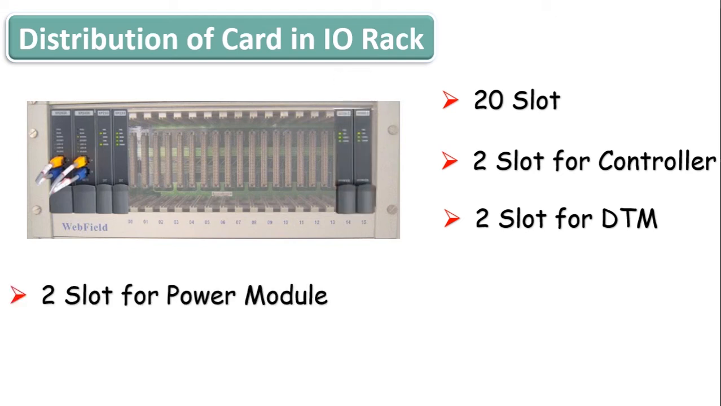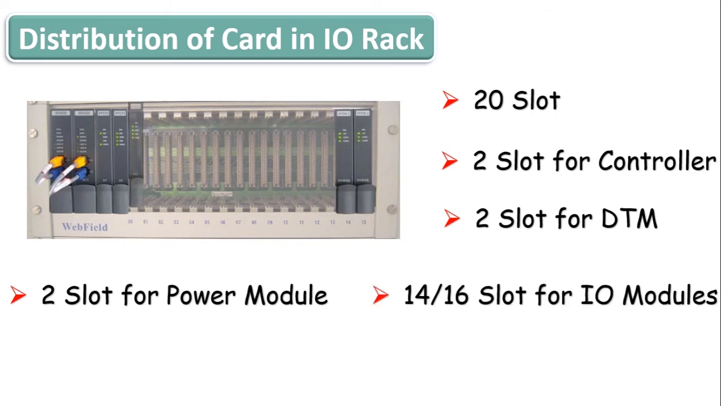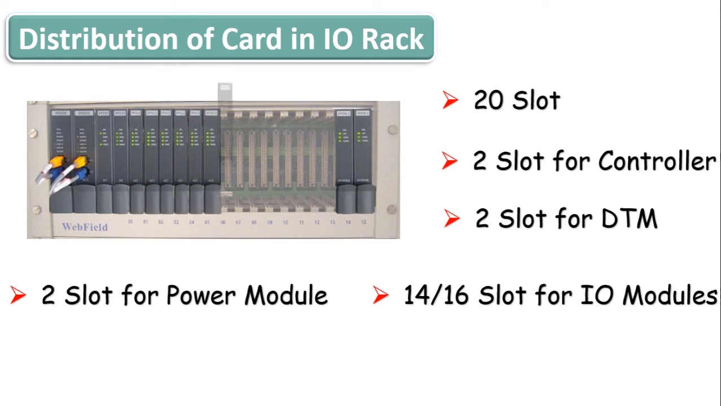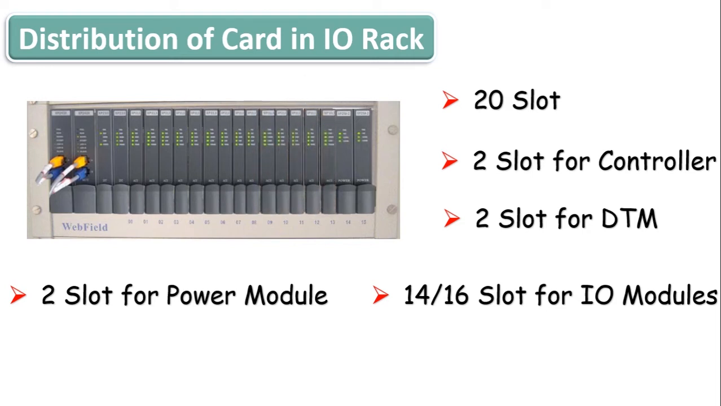The last slot of the IO cage is for the power module. The remaining IO slots in the cage can be used for the IO modules. An IO module can be digital input, digital output, analog input, analog output, or some communication card. The number of IO modules can be 14 or 16 depending upon the type of rack.